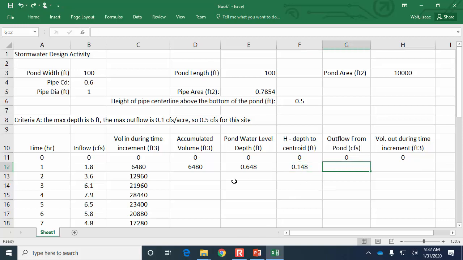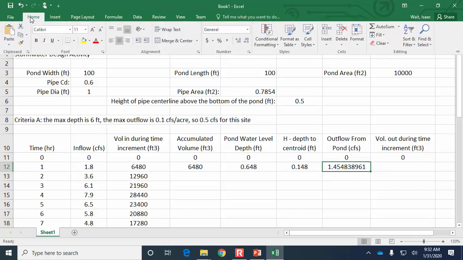Then the outflow is going to be the cross-sectional area of the pipe, anchor that reference, times the discharge coefficient, anchor that reference, times the square root of 2 times G, 32.2. Oh, you're supposed to ask us which one. Yeah, times H, which is F12. Okay, I can't click on that since I centered it. The formula is kind of in the way, so I wouldn't have been able to click on the cell location, but I can type it in.